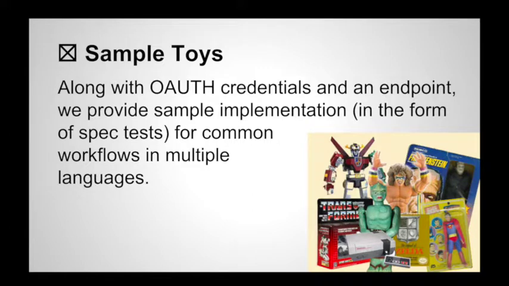Sample toys. Along with giving a client OAuth credentials and an endpoint, we provide them with a sample implementation. They may be a Java shop, but hey, they can at least read node code. So they're usually just spec tests. What we do is we code up the happy path into a series of specifications, and you can at least see, all right, if I post to this endpoint with this JSON, and in this order, it's probably going to work. And so when we give people these creds, we even give them the code to exercise it. If they want to go rewrite it in Java or Clojure or whatever, they can go do that.